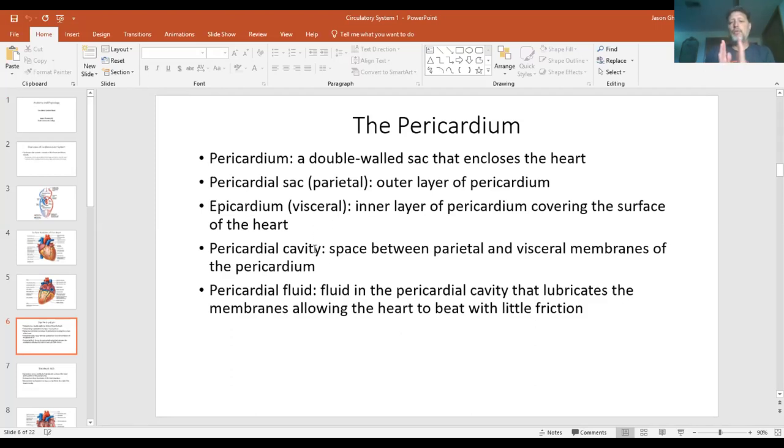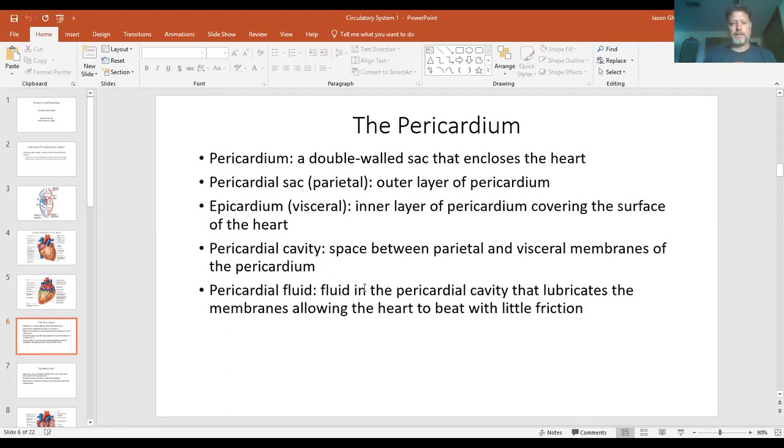The space between these two is called the pericardial cavity, and there is a fluid in there. So that way, if they happen to touch, it's for lubrication purposes, so they can rub by each other without causing any friction. Because friction would cause pain.